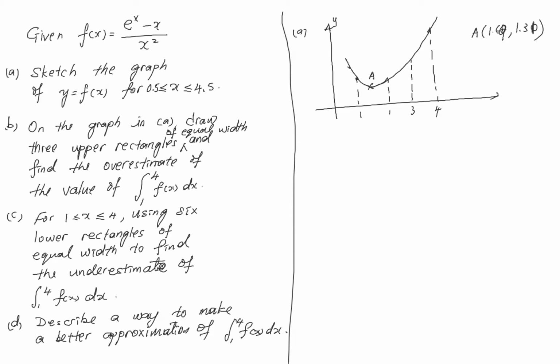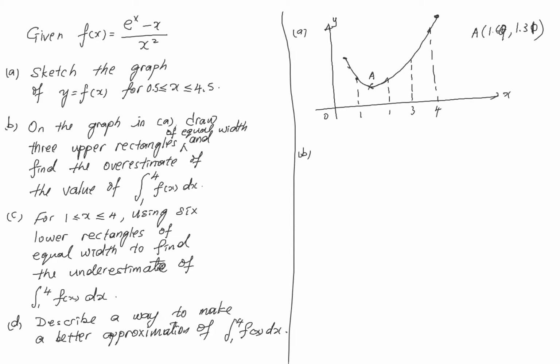Okay, good. So I'm done with part A. If you want to put the two endpoints, go ahead. In this case, what is important is the shape of the graph. So that is your X. Okay, so then part B. Since on the graph in A, I have to draw in A. Draw 3 upper rectangles of equal width to find the overestimate of that.